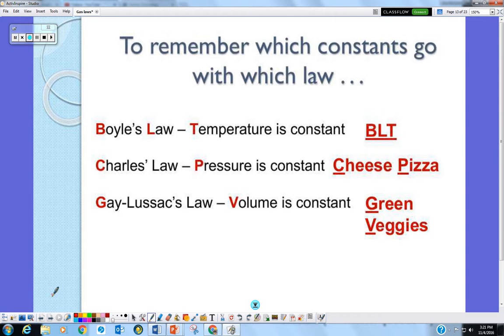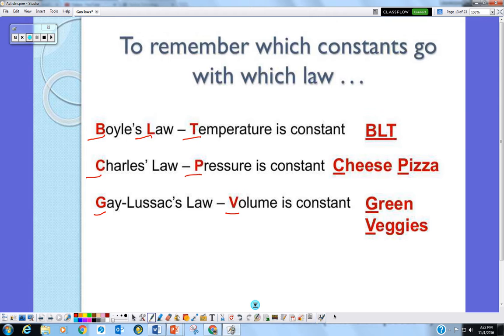Well, first, I'm going to go ahead and give you some mnemonics to remember this. So Boyle's law, in Boyle's law, temperature is held constant. So we take the B, the L, and the T. And so a way to remember Boyle's law is think BLT. Boyle's law, temperature is constant. For Charles's law, pressure is constant, so we'll just take the C and the P, think cheese pizza for Charles's law. If this kind of thing helps you, it might help you remember it.